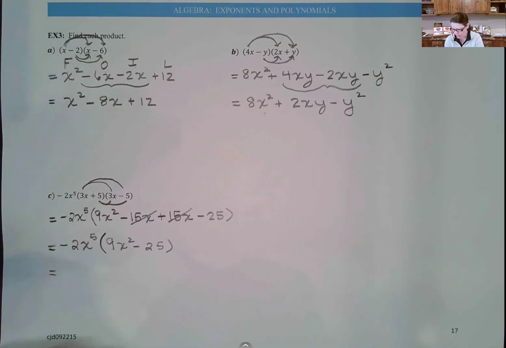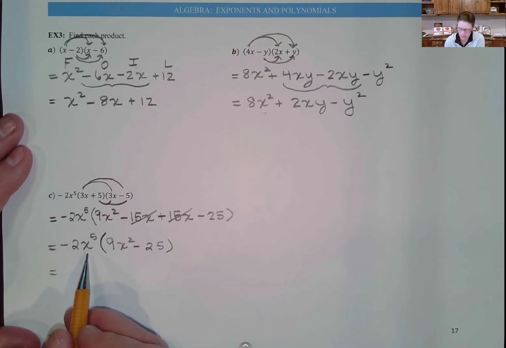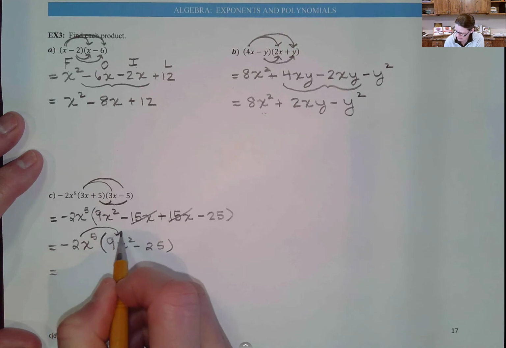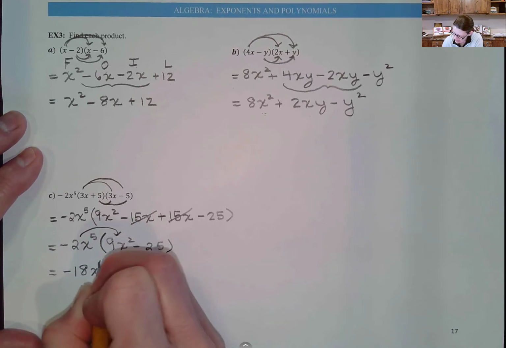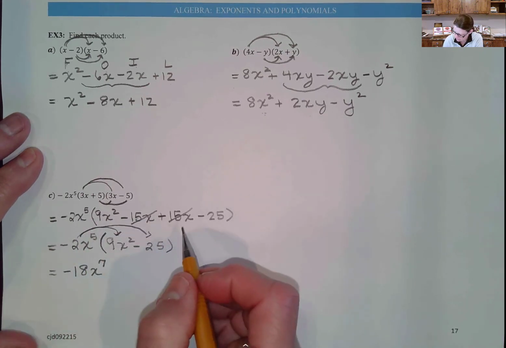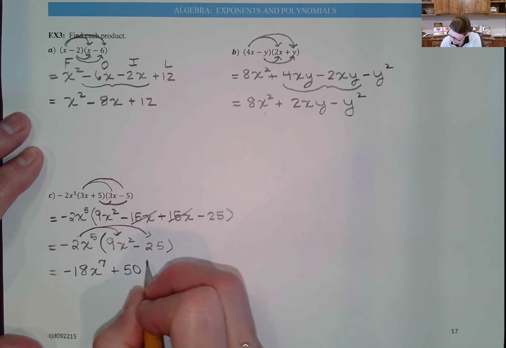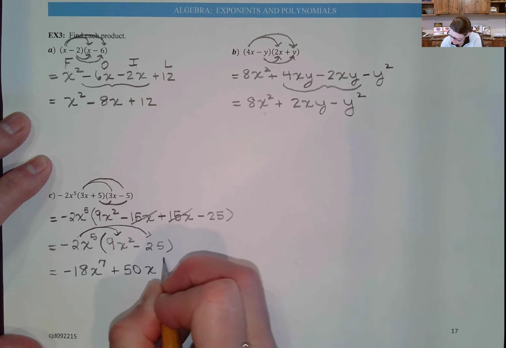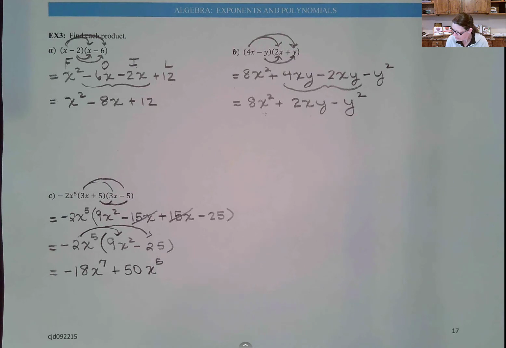Let's continue our multiplication as we distribute the minus 2x to the 5th. Multiplying that times 9x squared gives negative 18x to the 7th. And multiplying times, say, negative 25 gives positive 50x to the 5th. So our final answer there, negative 18x to the 7th plus 50x to the 5th.